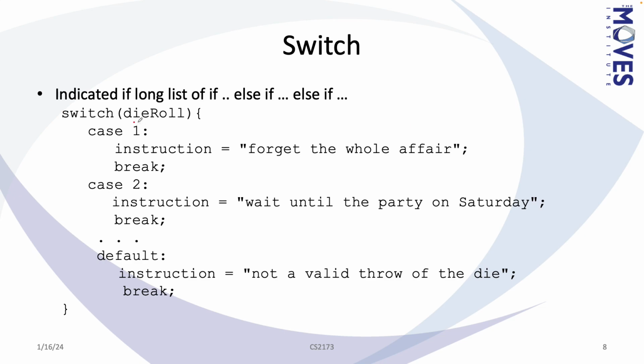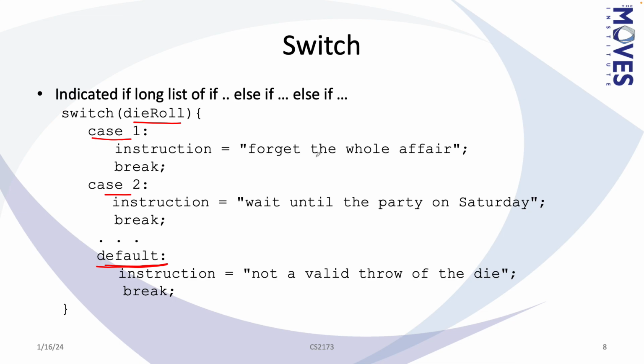So presumably this would be the roll of a die between 1 and 6, and so you say switch, and then the switch in parentheses, and then what follows is a block. Everything in a curly brace is a block. So the block has case, so you look at all the different possible cases. In this case, there will be 6, and then it's optional to have a default in your switch statement.